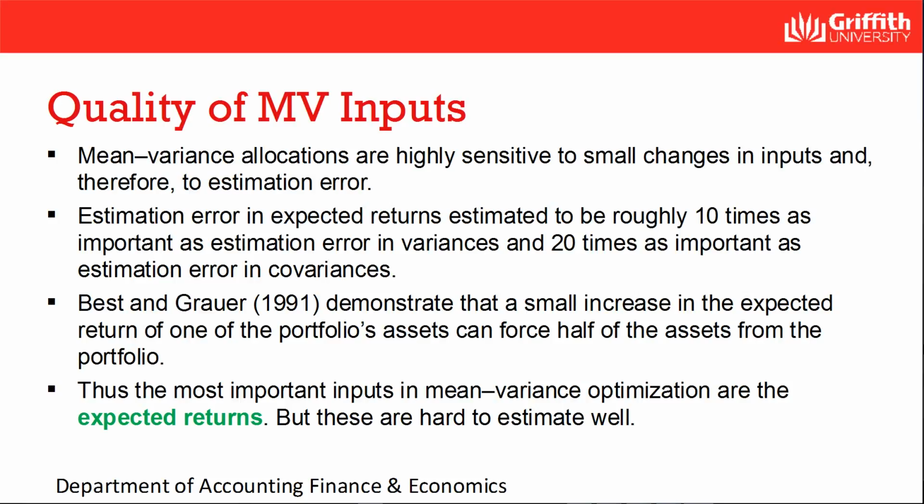Best and Gura demonstrate that a small increase in the expected return of one of the portfolio's assets can force half of the assets from the portfolio. Thus, the most important inputs in mean variance optimization are the expected returns. But these are hard to estimate as well.